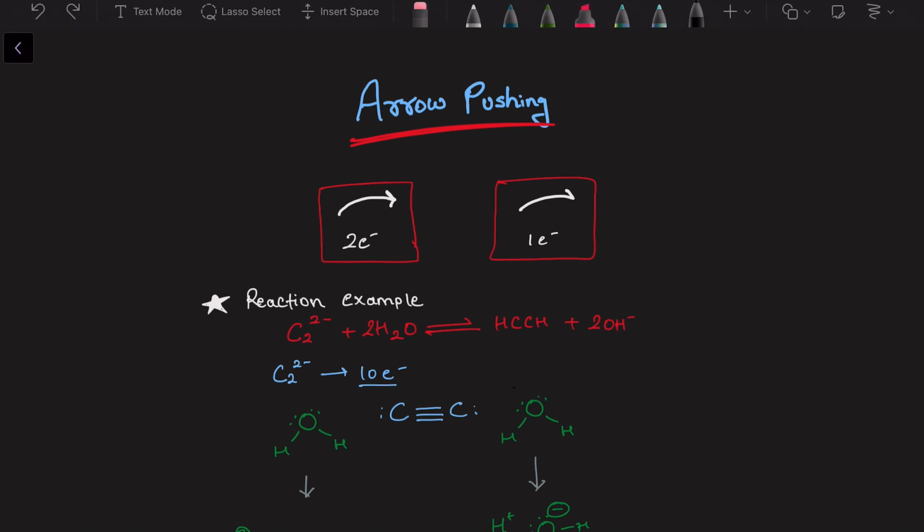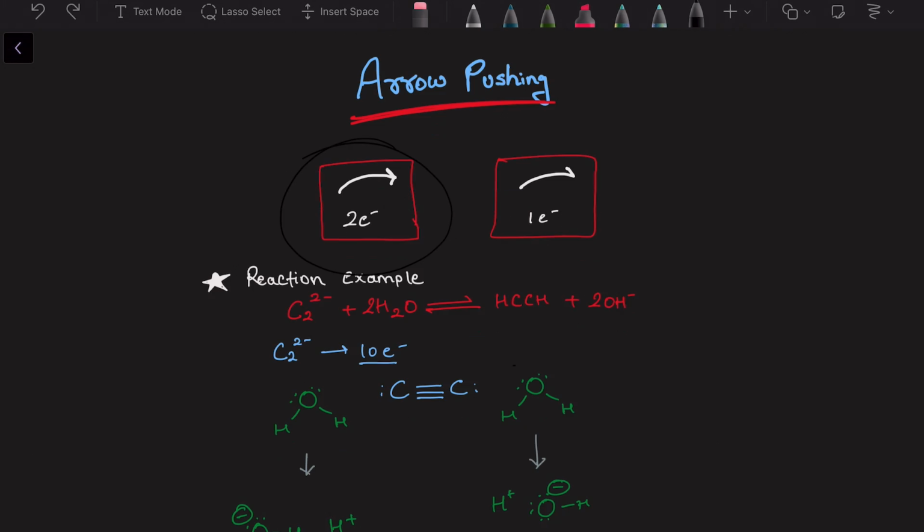Now let's look at arrow pushing today. In arrow pushing, there are two types of arrows you would normally see. One is this one with a double head. That is used when two electrons are being transferred or moved. Another one is with a single head, when only one electron is being transferred or moved.